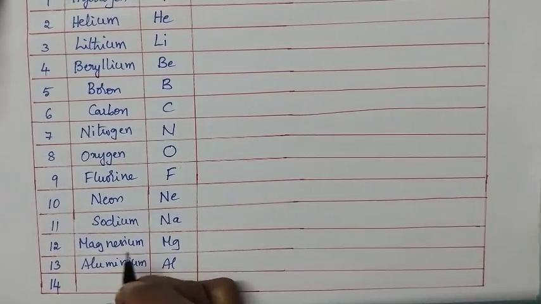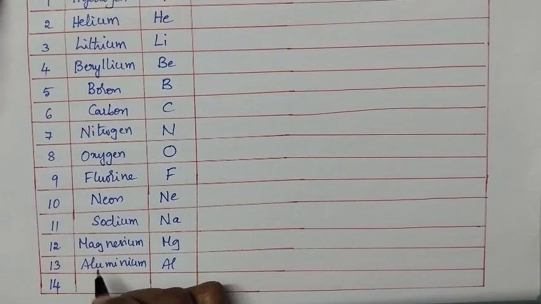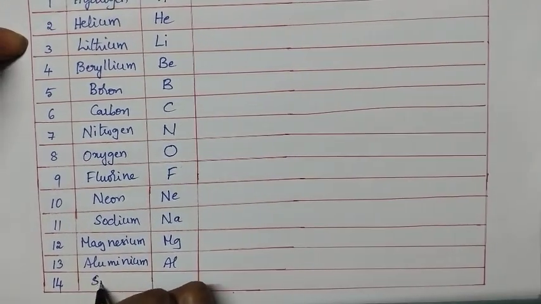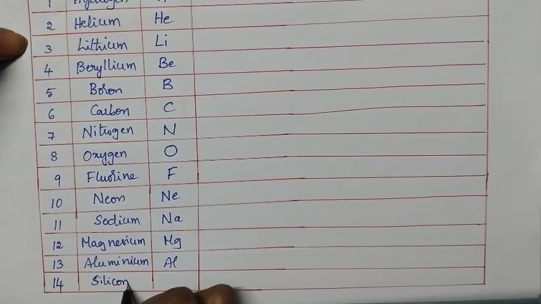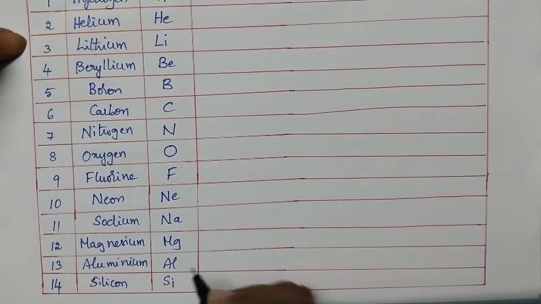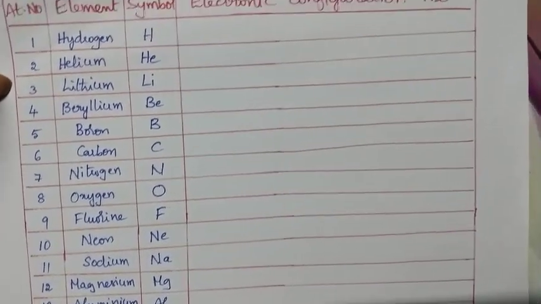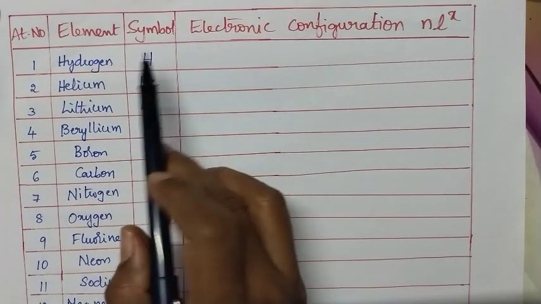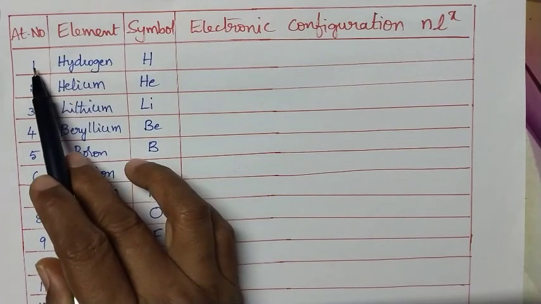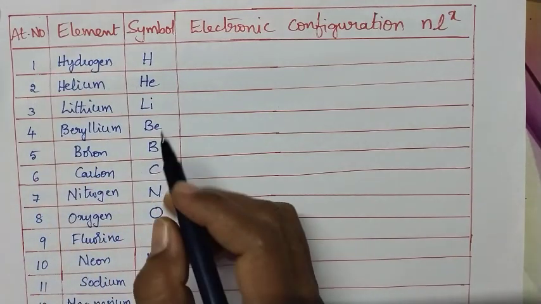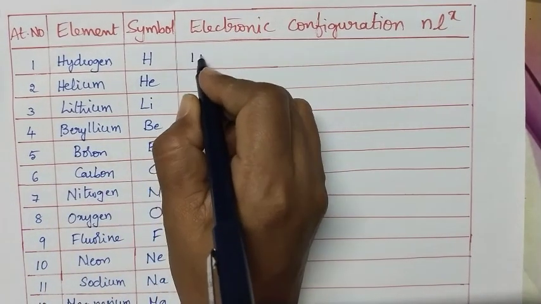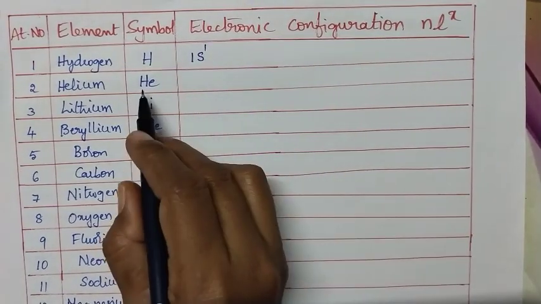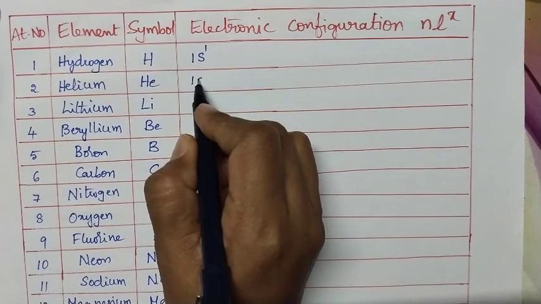Atomic number 14 means the element is silicon and the symbol is Si. Let us see the configuration. So coming to the electronic configuration, hydrogen is having atomic number 1. So the first orbital is 1s and it is having only 1 electron. So 1s1. Helium 2, that means 1s2.